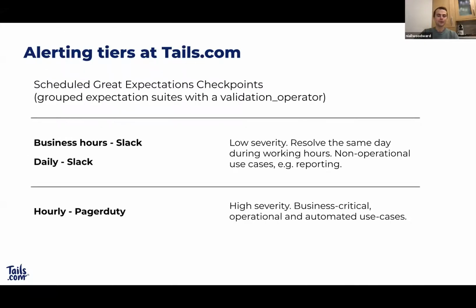So we've approached this with a concept of tiers at Tails, where we decided which checks were really important for operational use cases. So are there automated emails being sent off the back of this data that we definitely don't want to send out? Or is it more for just reporting, like end of month stuff? If so, we can probably just respond in working hours during the day. So we use Slack alerts for the non-critical stuff, and we aim to respond to those within a working day. But importantly, we communicate it still to the end user straight away so that they know to expect that there is an issue with the data and that they shouldn't action it.